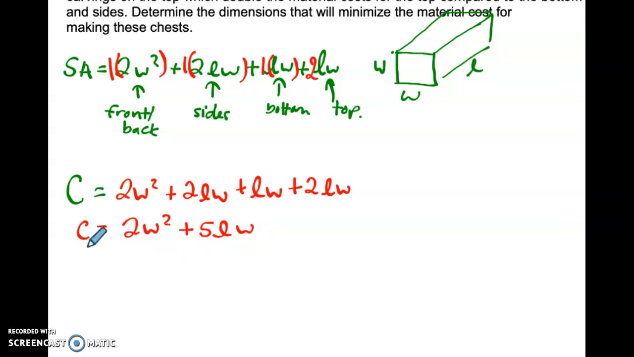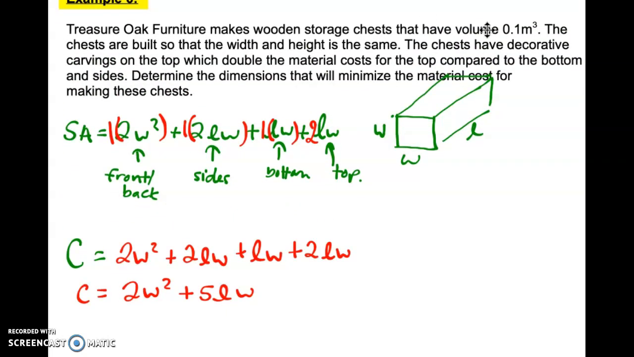Once again, we have 3 variables, so we need to use the other information in the question to get a second equation. And the information they give us in the question is that the volume of the chest is 0.1 meters cubed. So we can create an equation around volume. So volume is 0.1, and it's going to equal the length times the width times the height. So W squared times L.